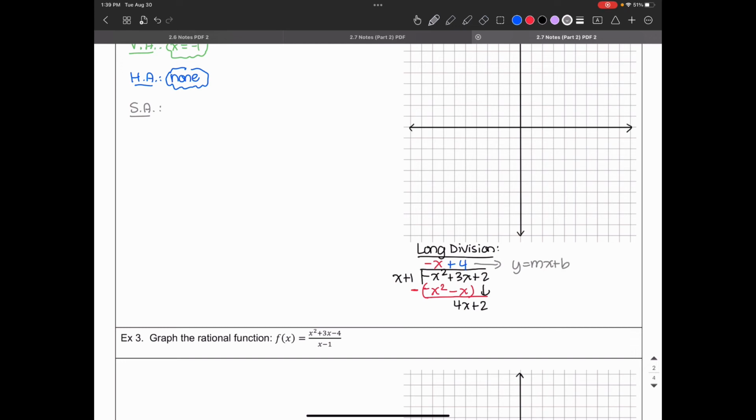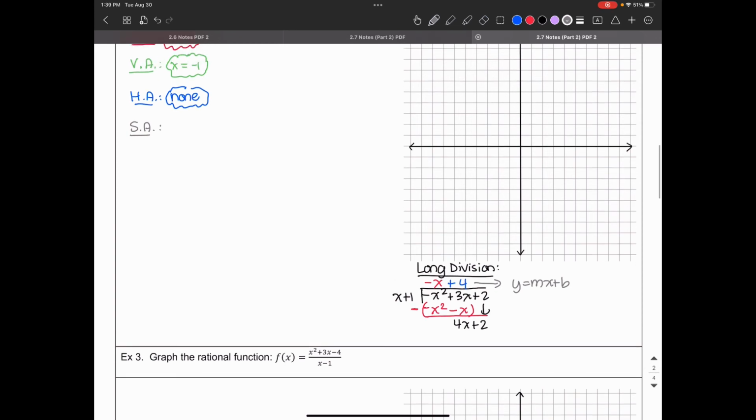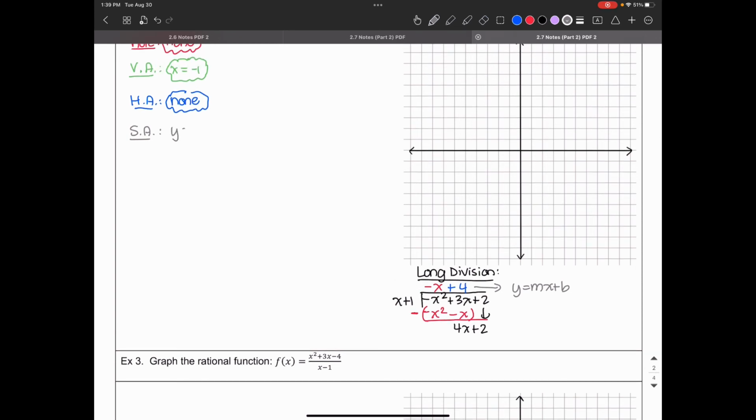Okay, that's mx plus b by itself. You don't see the y there, but so I can say that my slant asymptote is y equals negative x plus 4. And I actually write that the limit as x goes to positive or negative infinity of f of x is equal to negative x plus 4. So remember writing it in this notation when you're talking about end behavior, slant asymptotes or horizontal asymptotes.